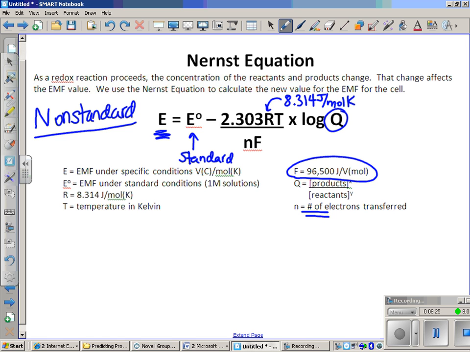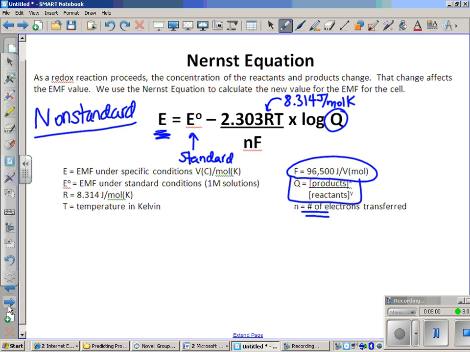And then over here, you see our friend Q back. Remember, Q was in our reactions that we had. It was the products over the reactants with the coefficients as exponents, because it was a part of the equilibrium chapter, and it was the same thing as equilibrium, but when we're not at standard conditions, or if we weren't sure if we were at equilibrium, we used that Q. So it's just products over reactants, coefficients as exponents. Lots of variables, but not too bad once you start plugging them all in.